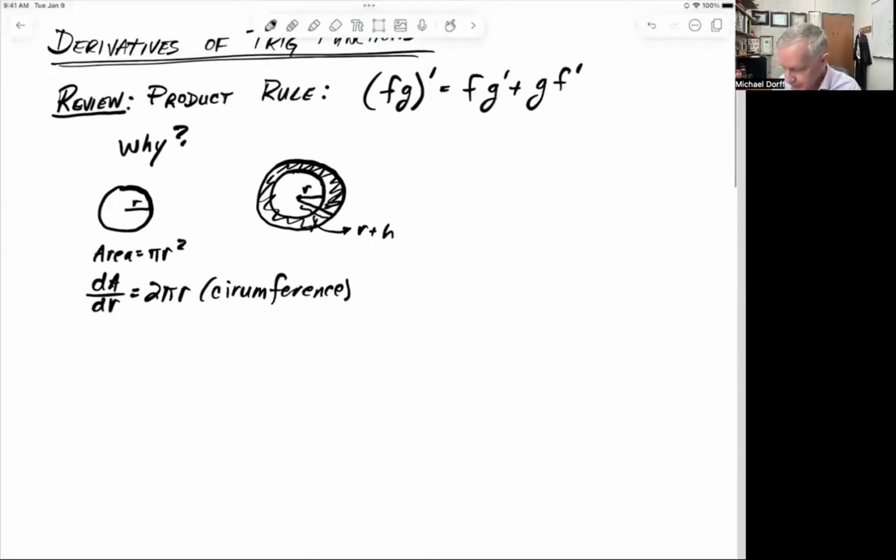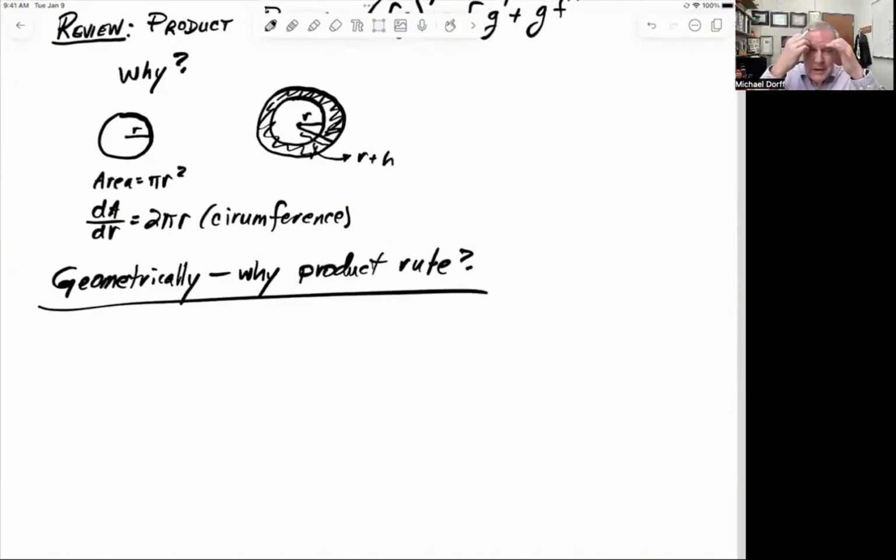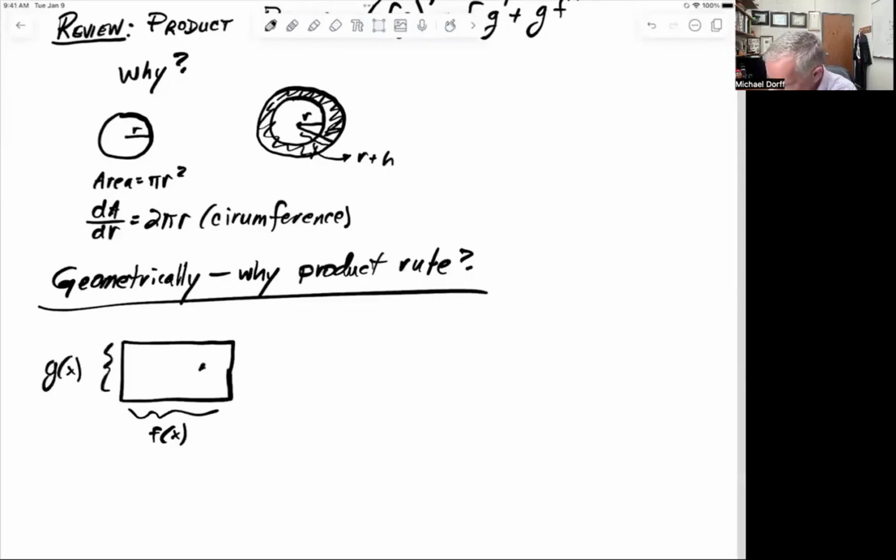We'll use that type of geometric understanding to explore the product rule. So we're going to look at this geometrically and ask the question, why is the product rule the way it is? How can I geometrically think of the product of two functions? Well, I can think of that as the area of a rectangle. If I make one side of a rectangle f and the other g, then the area of that rectangle equals the product, f times g, all right?